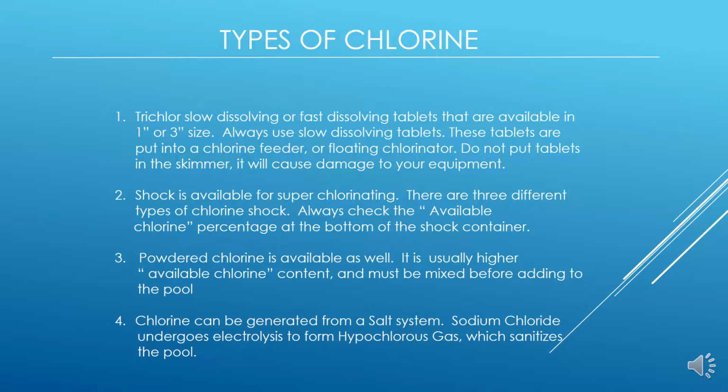Shock is available for superchlorination. There are 3 different types of chlorine shock. Always check the available chlorine percentage at the bottom of the shock container. Powdered chlorine is also available. It is usually higher available chlorine content and must be mixed before adding to the pool. And chlorine can also be generated from a salt system. Sodium chloride undergoes electrolysis to form hypochlorous gas, which sanitizes the pool.